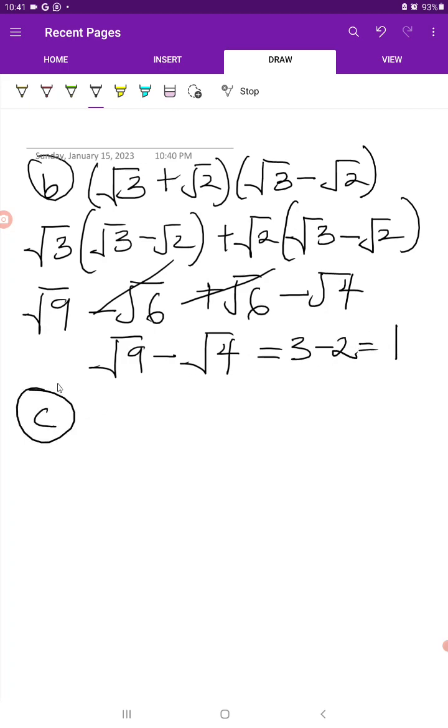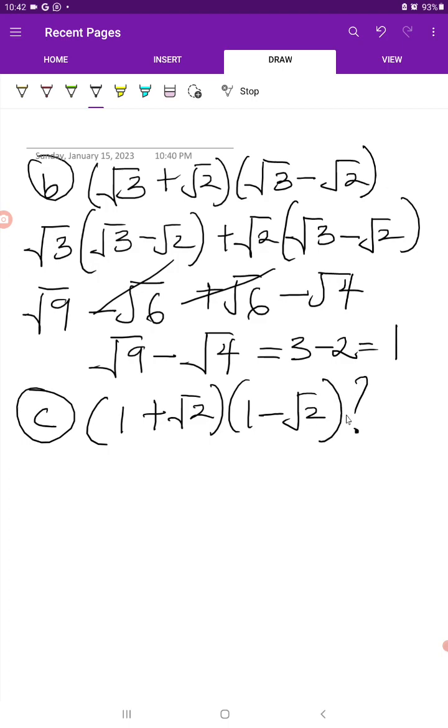So I want you to solve this for me in the comment section: 1 plus root 2 onto 1 minus root 2. It now remains the rationalization, which we are going to talk about in module 2. So I want you to go back to the previous page. In module 2 of the surds, we talk about rationalization.